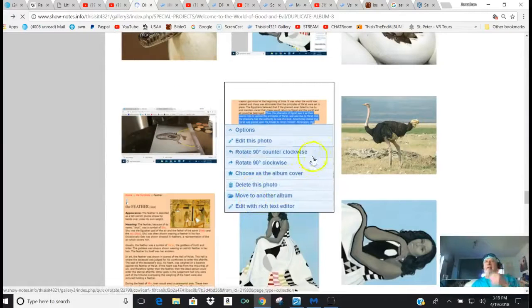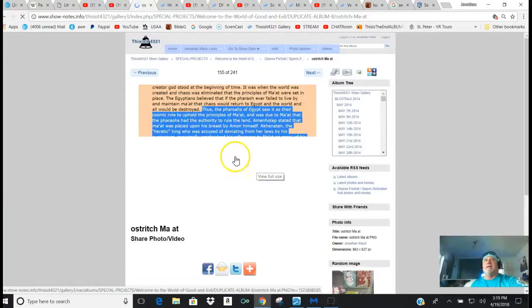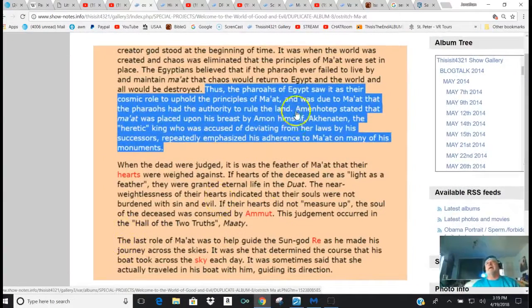Let's look at the meaning of an ostrich in Egyptian theology. Okay, let's see. It said, thus the pharaohs of Egypt saw their cosmic role to uphold the principles of Ma'at, and it was due to Ma'at that the pharaohs had the authority to rule the land. Imhotep stated that Ma'at was placed upon his breast by Amun himself. Akhenaten, the heretic king, who was accused of deviating from her laws by his successors, repeatedly emphasized his adherence to Ma'at on many of his monuments. When the dead were judged, it was a feather of Ma'at that their hearts were weighed against.